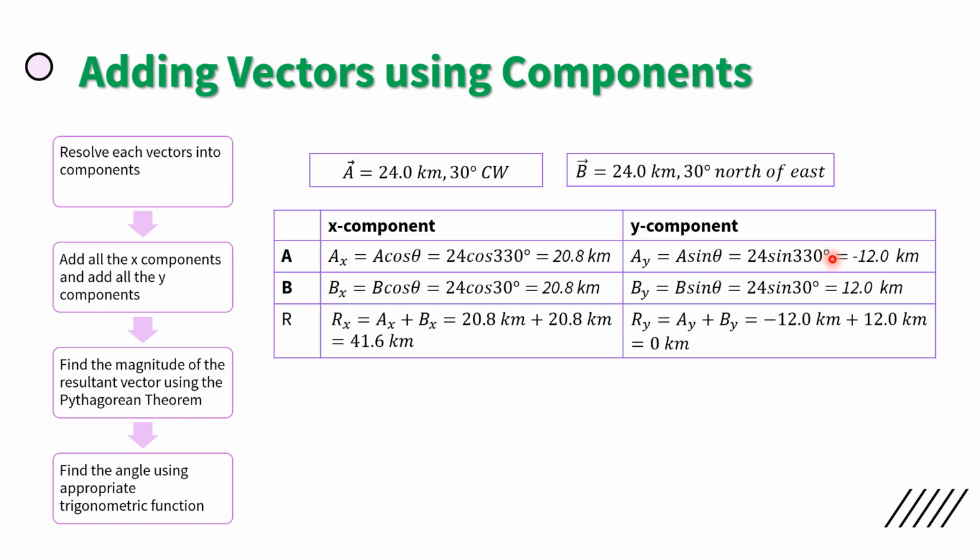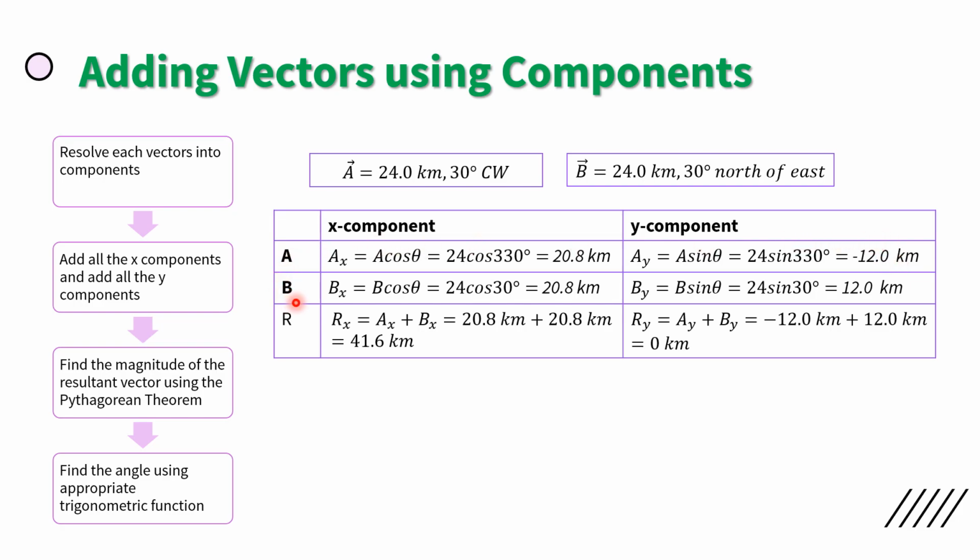Again, the angle that we will be using is the angle that is measured counterclockwise from the positive x-axis. So we have 330 degrees. So 24 sine 330 degrees is equivalent to negative 12 kilometers. Okay, so you have a positive x component and a negative y component. Therefore, this vector is located in the fourth quadrant.